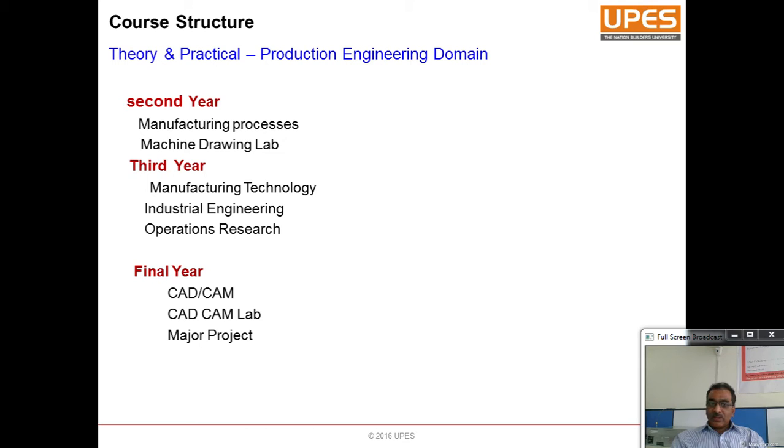Then industrial engineering, already discussed. Then operation research, which is a tool that will help us to make better decisions. Then in the final year, you will be coming across CAD CAM. This is again a simplified tool as far as the design and the manufacturing functions are concerned. Then you will be doing a major project, and this particular major project will be more focused on your production engineering domain.